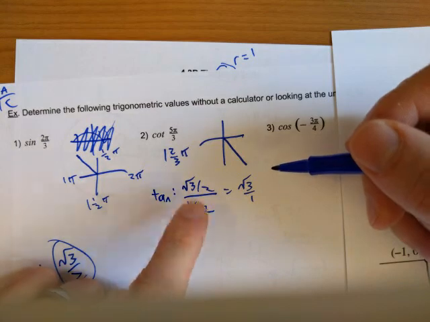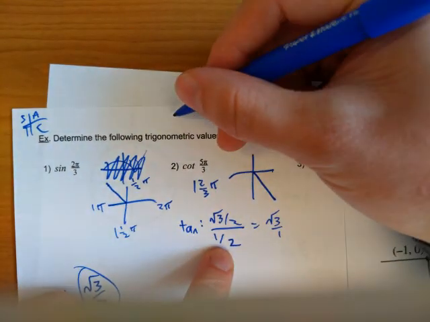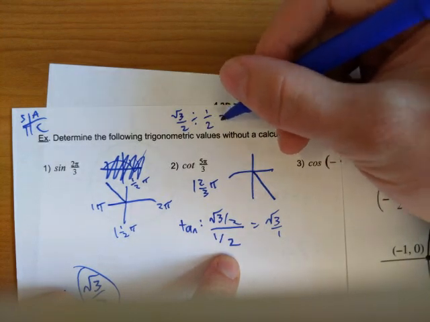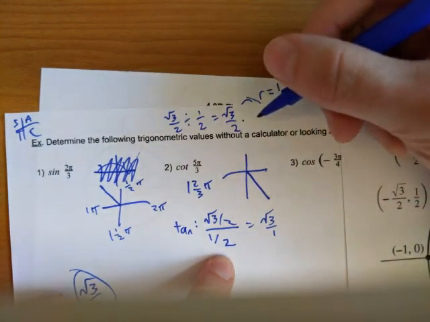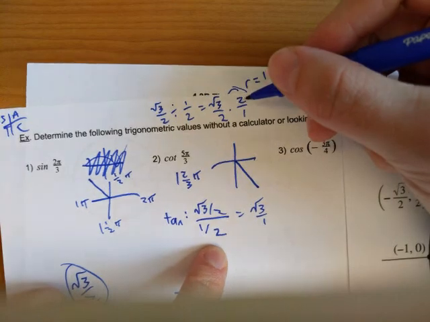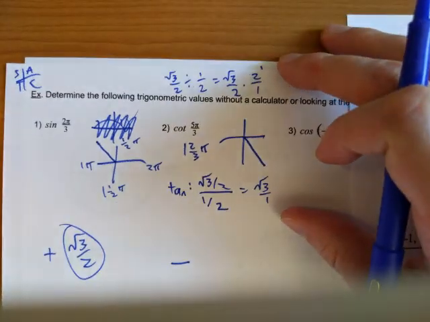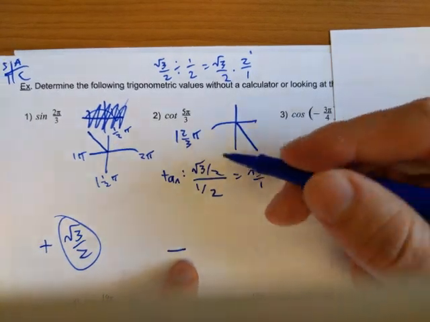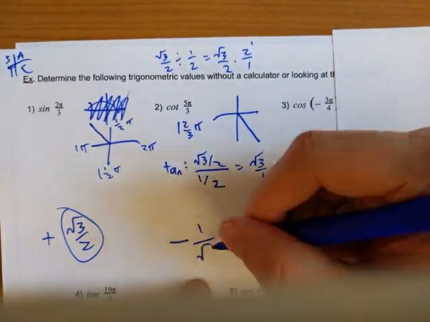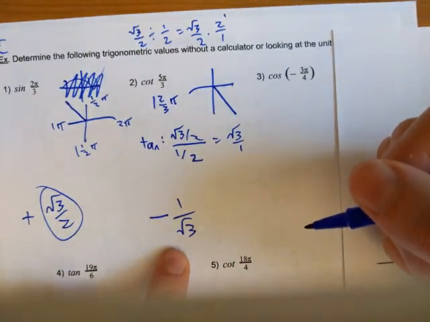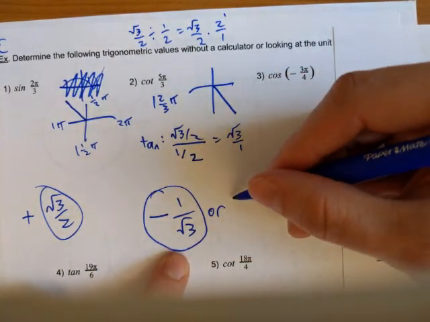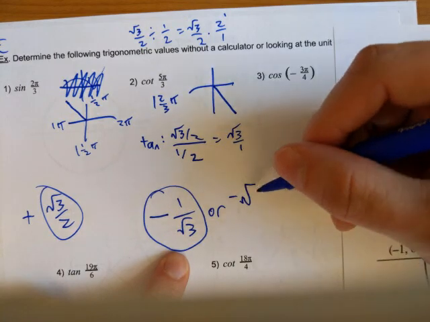And so if you're not sure about that, you can always write that out. So we have root 3 over 2 divided by 1/2. So that's root 3 over 2 times 2 over 1. So that's why those 2's cancel out right there. All right. And so if tangent is root 3 over 1, then cotangent is going to be 1 over root 3. And I've got that negative there already. And that's perfectly fine. Of course, if you want to rationalize it, you can, but you don't have to.